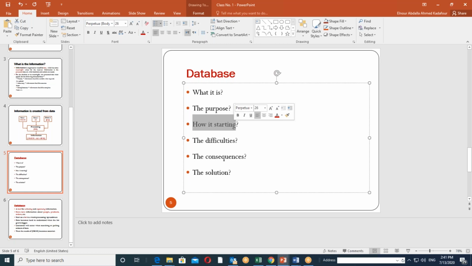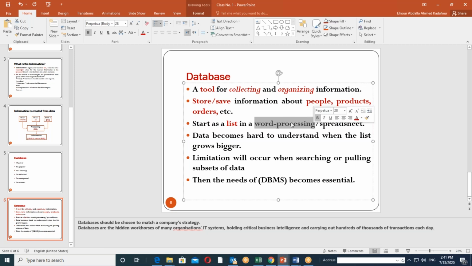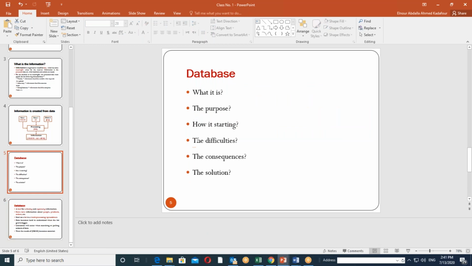This is the idea. So the database can be a traditional database, or this list can be a traditional database in just Microsoft Word, or just in Excel, a normal table. But that normal table will take us to some difficulties.